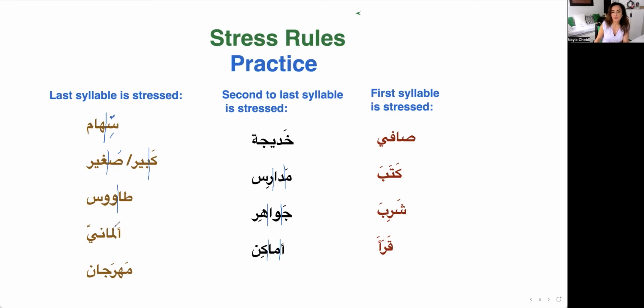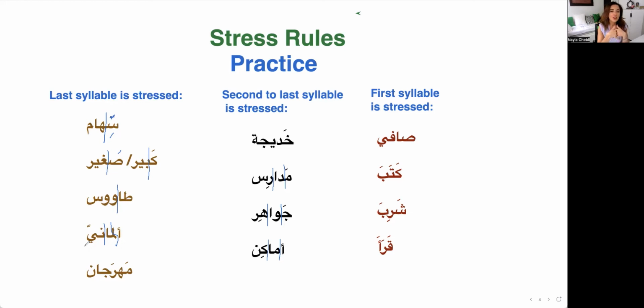Next one. Try it. It has 3 syllables. Almani. No. Almani. So the stress is on the last one because it's made up of a consonant followed by a doubled long vowel. Almani. By the way, this one in Fusha is pronounced correctly like this with the stress on the last syllable.